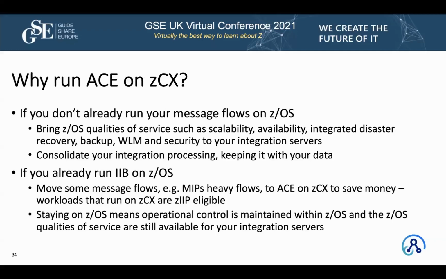Why would you want to do this first of all? You can run version 11, but if you're already running ACE but not on z/OS, why would you want to move to z/OS? I know it's been quite an expensive option in the past. Well, if you're running in zCX, everything's offloadable. It's all zIIP eligible. So if you've got capacity on your zIIPs, you can run it all on the zIIPs, so you don't need to worry. You can run your message flows on z/OS without the cost that was often found before, but you still get the z/OS qualities of service.